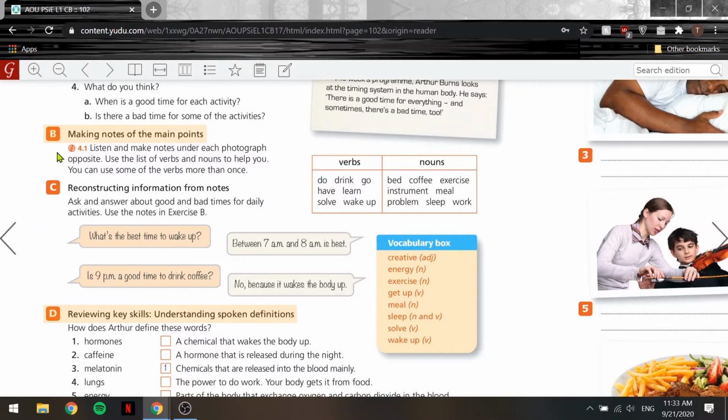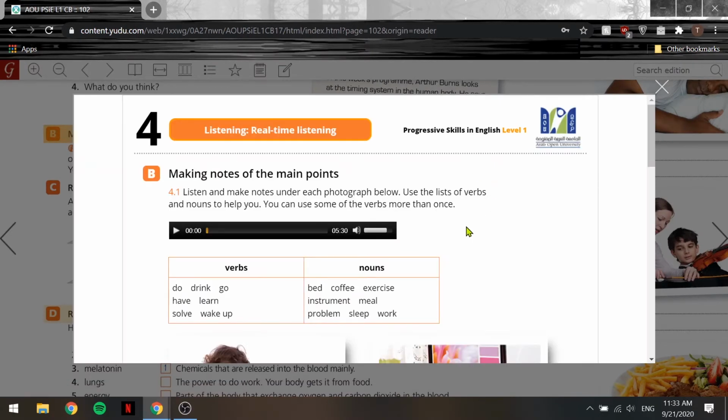So making notes of the main points. Exercise B, let's take a look here. Listen and make notes under each photograph below. Use the lists of verbs and nouns to help you. You can use some of the verbs more than once.